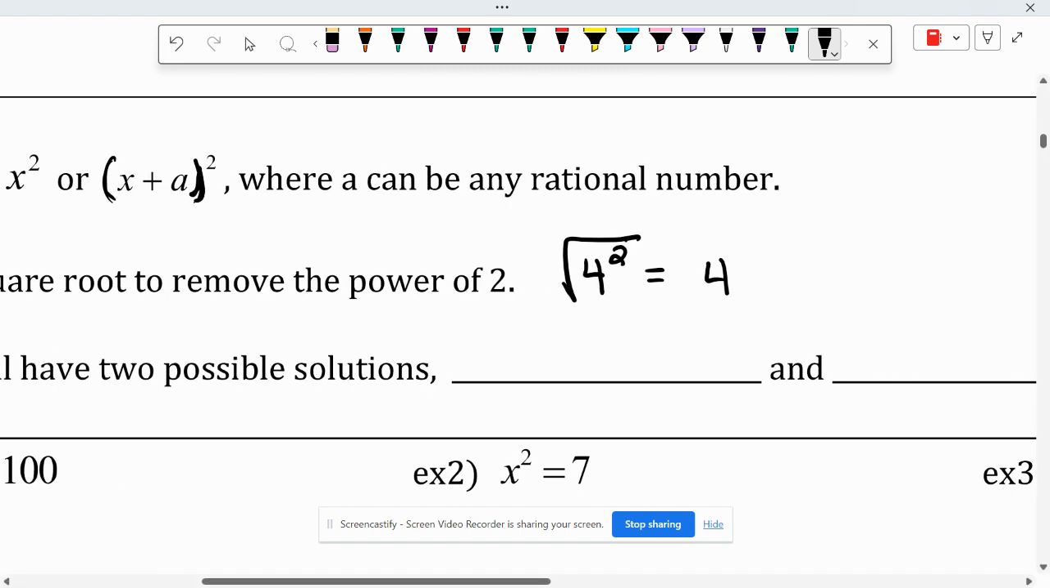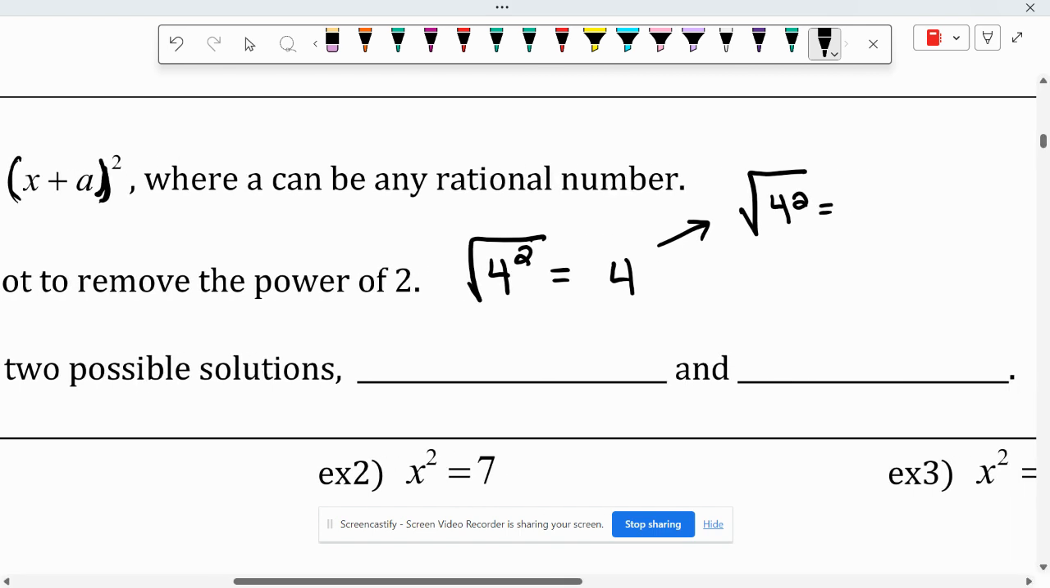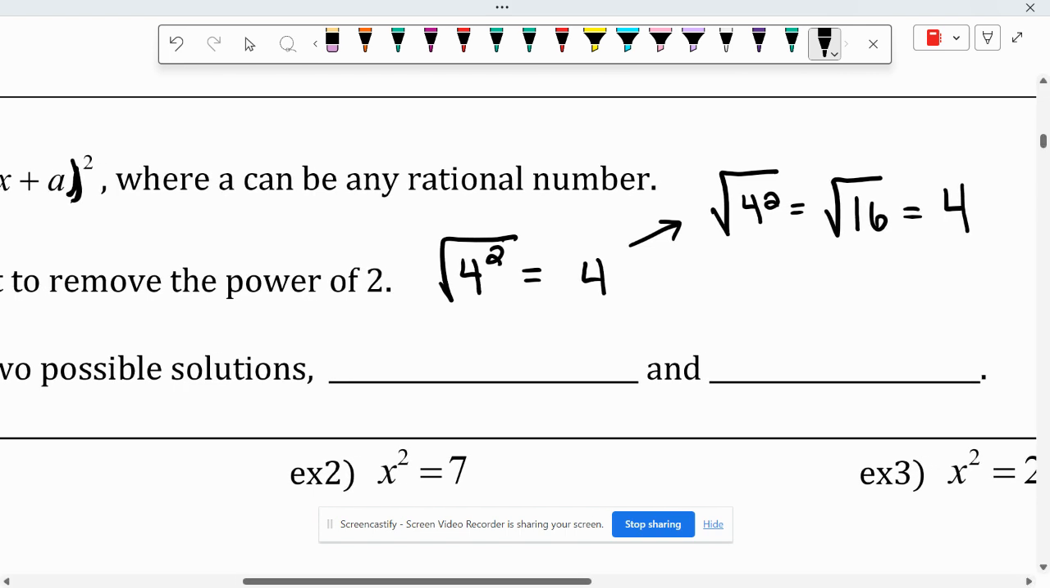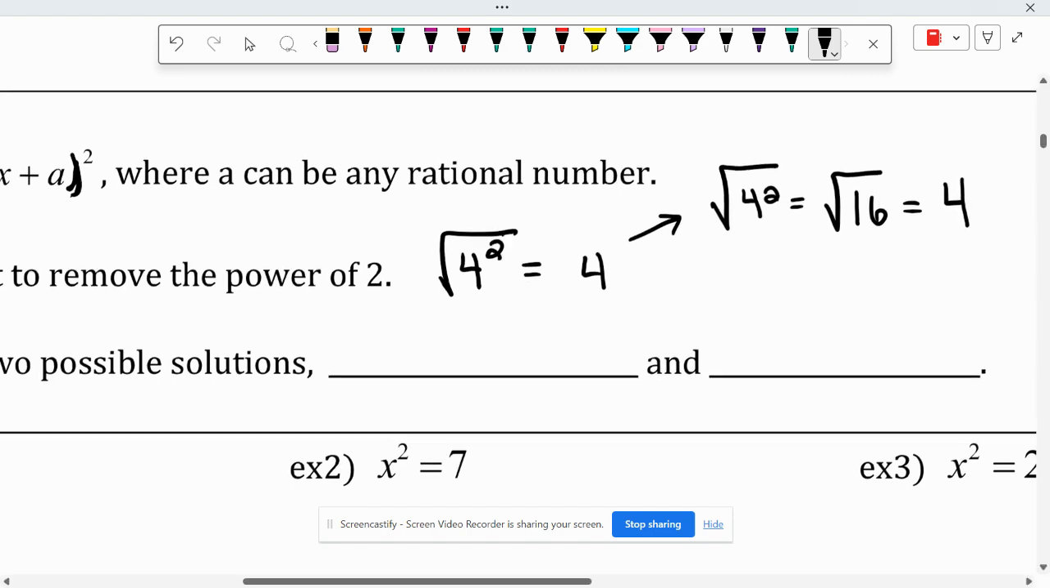Well, I don't believe that, and neither does Haley. So what is 4 squared? No, not 4 times 2. 4 squared. 4 times 4 is 16. But the square root of 16 is what? 4. So all I did is show you that the square root of a number squared cancels out that square. Do you guys see that? They cancel each other out. They're inverses. Do you guys see what's happening?